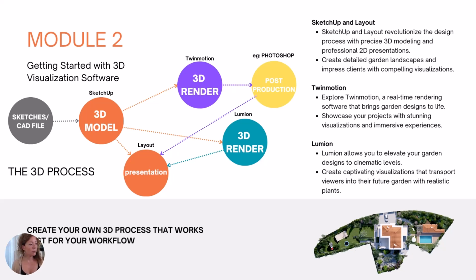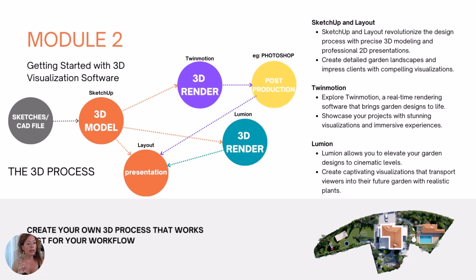So this is a 3D process, and basically you start with sketches, hand-drawn sketches, a CAD file maybe from the architect, something like that. And then you go into a 3D model software, in this case SketchUp, but you have things like Revit, ArchiCAD, other programs, okay? So basically, you need to model your project specifically in a 3D model program, okay? Programs like Twinmotion and Lumion are rendering programs, not modeling programs. So you need to model your project before you go into these softwares.